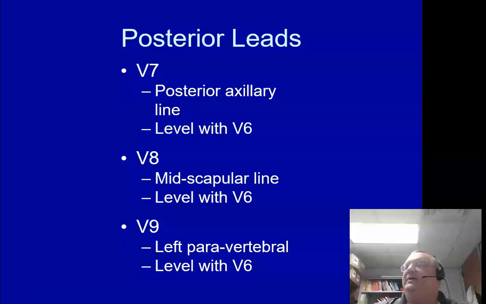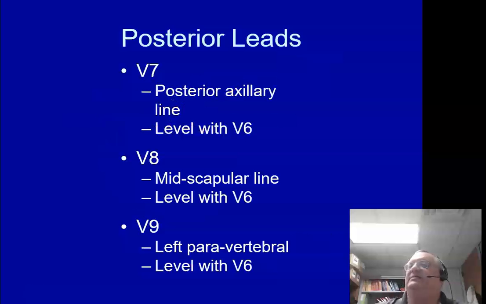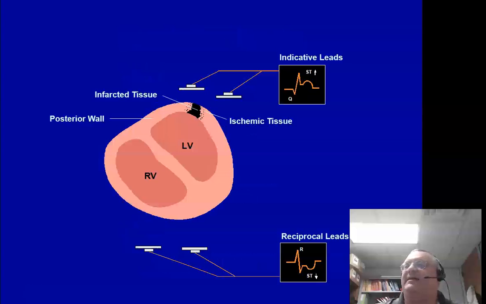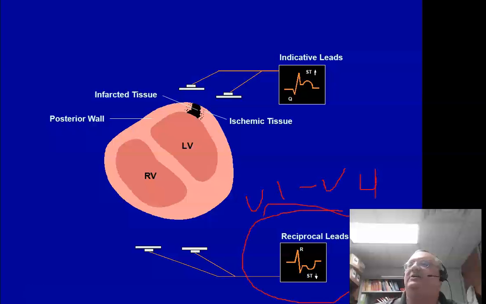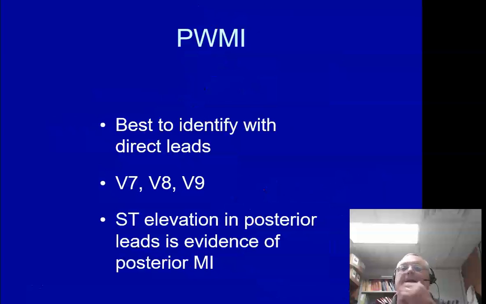All right. So again, where do I put the stickers? I put the stickers on the mid-scapular line. We're going to talk about that next video, so I'm not going to go into it. But the long and the short of it is the reason I'm seeing reciprocal changes in V1 through V4 is because I'm not looking at the back wall. That's my V8 and V9. Once I look at the back wall, I go, oh yeah, that's because this part of the heart is actually dying back here. All right?